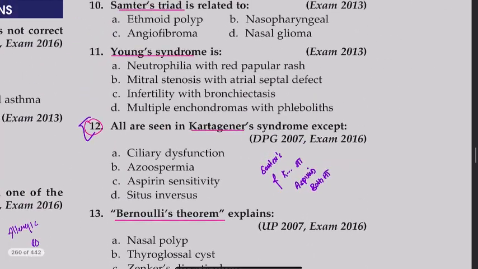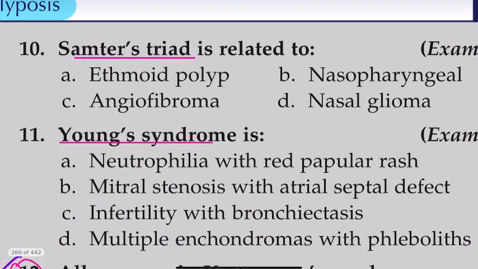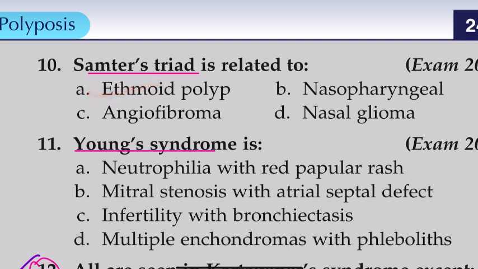Moving into the next question: Samter's triad is related to what? It is related to ethmoidal polyp. What is Young syndrome? Young syndrome is the condition in which there is infertility. So here infertility with bronchiectasis is the right answer.